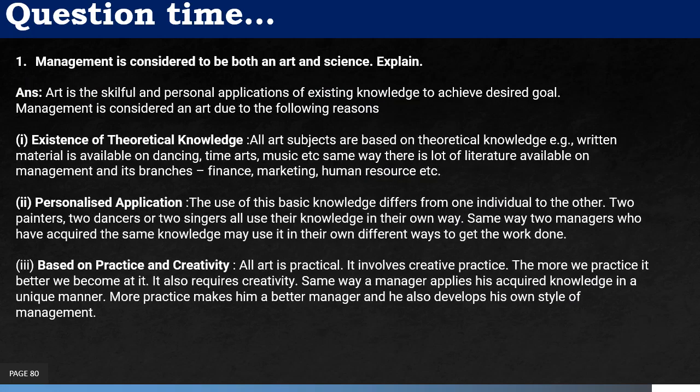These are long answers. Management is considered to be both art and science. Explain. So art is a skillful and personal application of existing knowledge to achieve a desired goal. In that, three things they have told about art: existence of theoretical knowledge, then personalized application. Theoretical knowledge means for every art form there is a theory behind it. Just like for music there are 7 musical notes, so there is a theory behind it, whether it is dance or music or acting. For everything there is a theory behind.